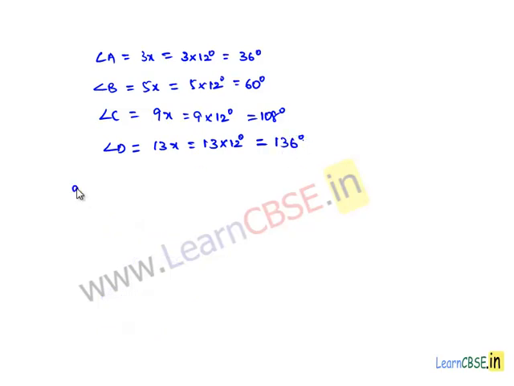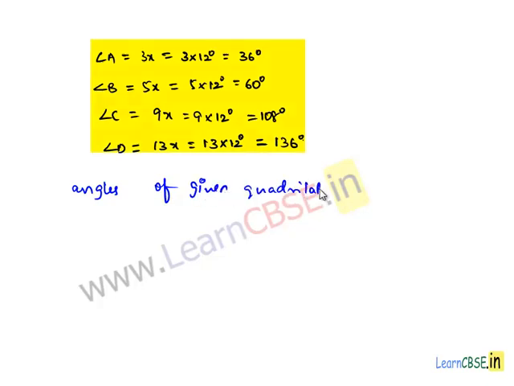So finally we can say that the angles of the given quadrilateral are 36 degrees, 60 degrees, 108 degrees and 136 degrees.